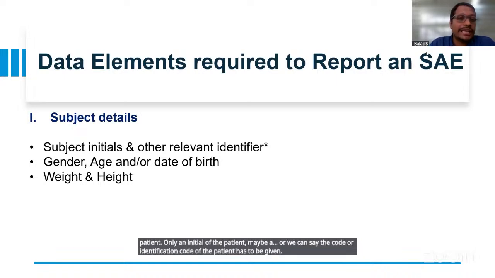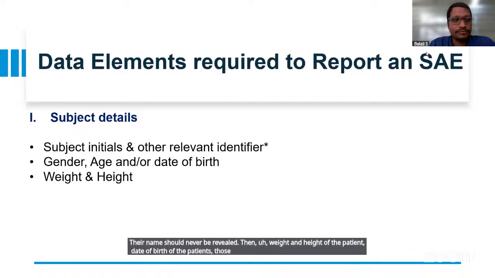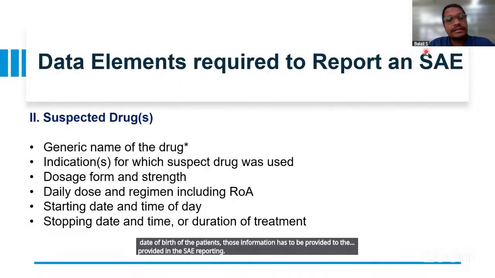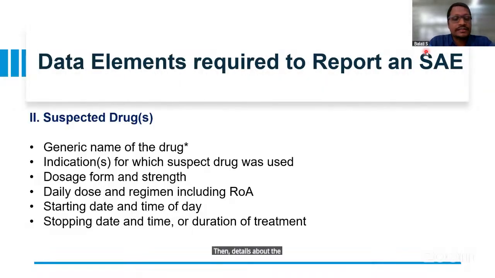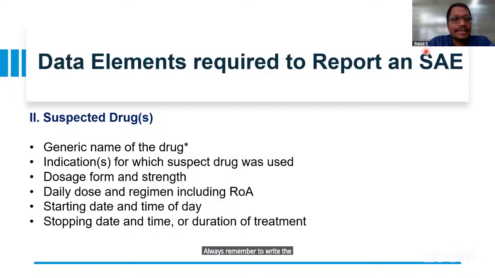Their name should never be revealed. Then weight and height of the patient, date of birth of the patient, that information has to be provided in the SAE reporting. Then details about the suspected drug. So that includes the generic name of the drug. Always remember, you are going to report any reactions. It might be a serious or a non-serious reaction. It can be an adverse drug reaction or an adverse event. Always remember to write the suspected drug name as a generic name, not the brand name.